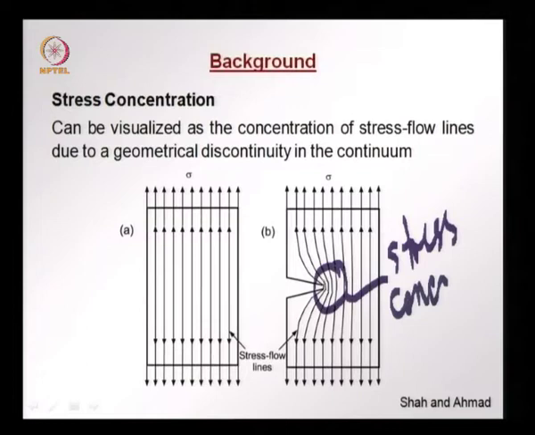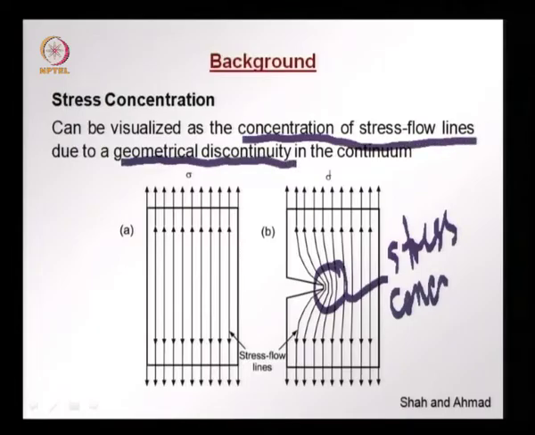This stress now can reach at a small area the theoretical fracture stress, even though the stress applied far away is much less, and this causes the propagation of the crack, makes things worse, higher stress concentration, and the failure continues. So, stress concentration can be visualized as a concentration of stress flow lines due to some geometrical discontinuity in the continuum.